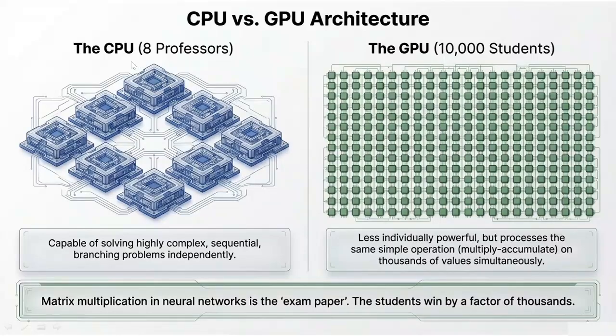You can liken the CPU to 8 intelligent professors, while the GPU could be likened to 10,000 students. If you give them a matrix multiplication in neural networks, you will see that the students are going to outperform the professors by a factor of thousands. This is just an illustration.